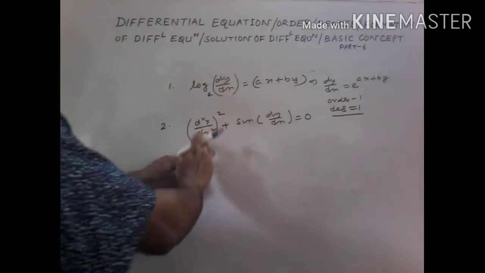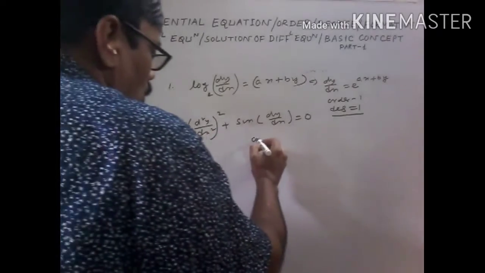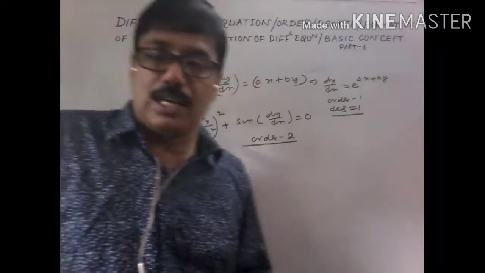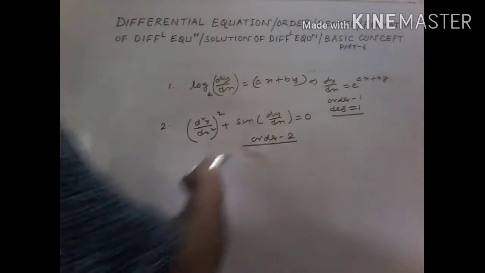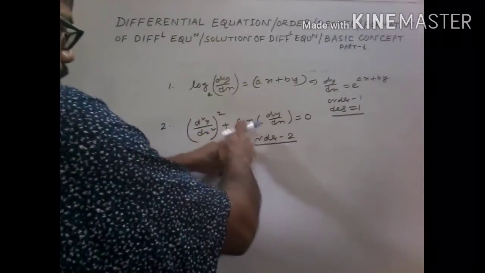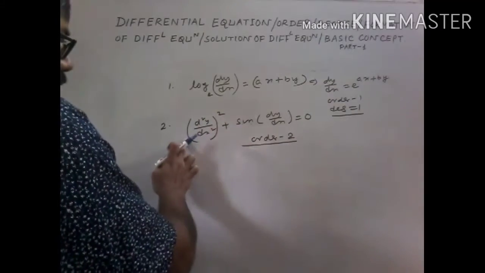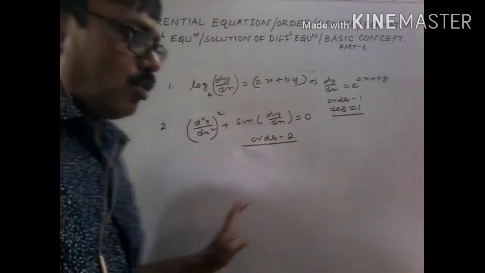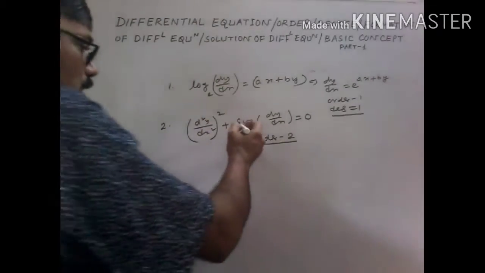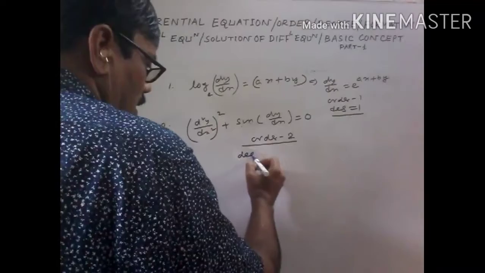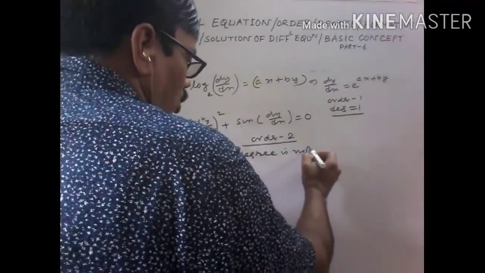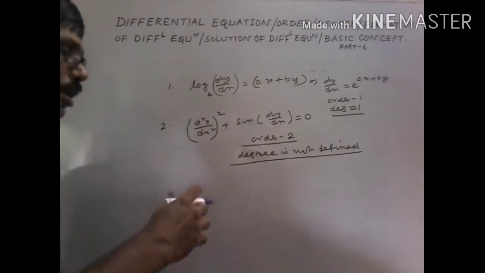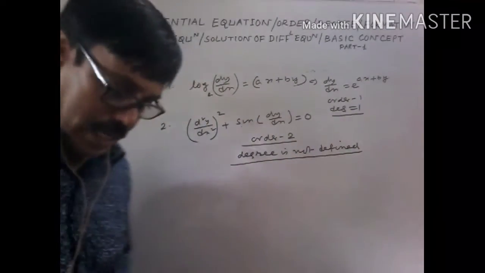How many derivatives? Look, 2 times. So the order is obviously 2. What is the degree? If we take the sine term to the right hand side, it is minus, and if we omit the sign, it will be sine inverse. So look, here the degree is not defined. Degree is not defined. Why? Listen, we have not considered this so far.